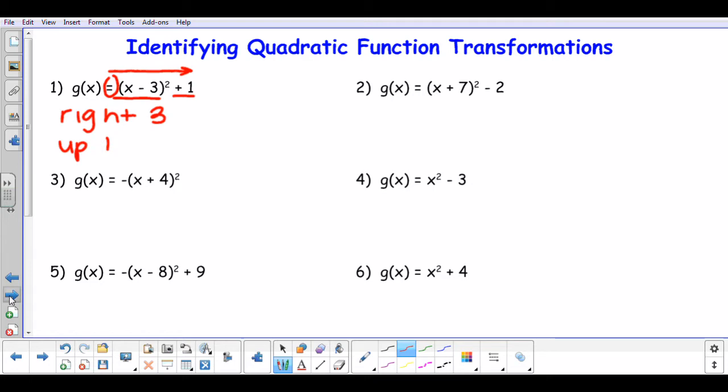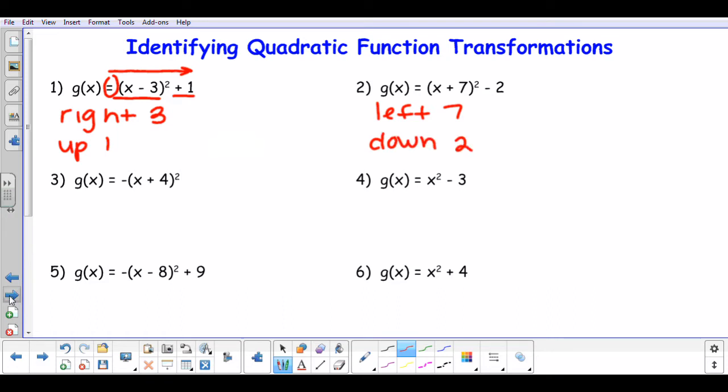In number 2, I look out front of the parentheses again, and I don't have anything there. So I'm going to move inside my parentheses for the x plus 7, so that'll mean that I'm going left 7 since I was adding. Outside, I have a subtract 2, so down 2 units.